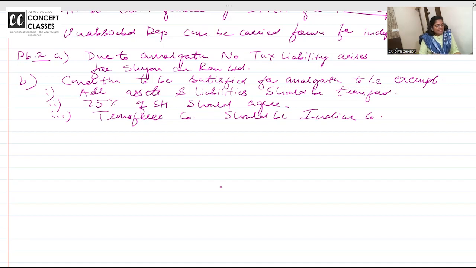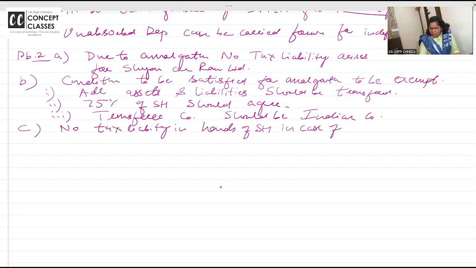Done? Done. Chalo, C-bit. What is C-bit? Read the question. Compute the capital gain that would arise in the hands of Ghanshyam on the receipt of shares of Shyam Limited. Nothing. No tax liability in hands of shareholder in case of amalgamation. I'm surrendering the shares of Ram Limited, getting the shares of Shyam Limited. Do I need to pay any tax? No.